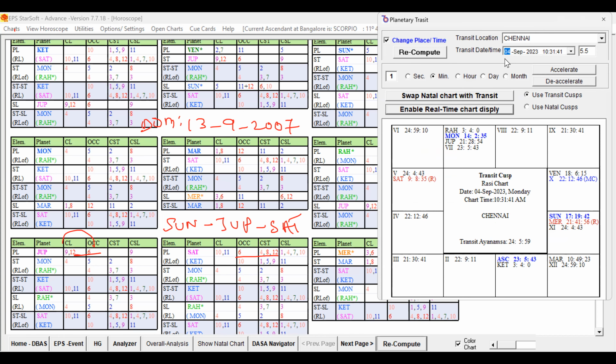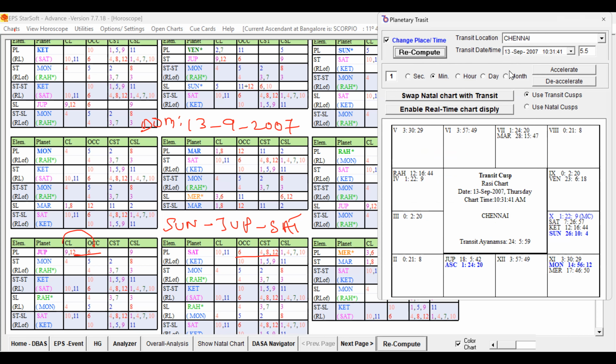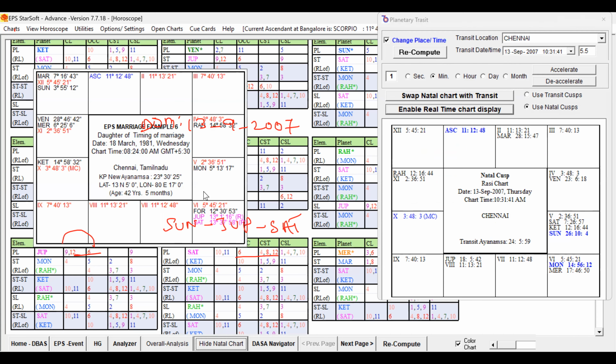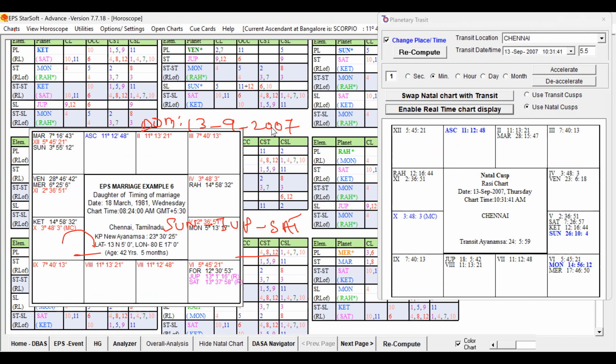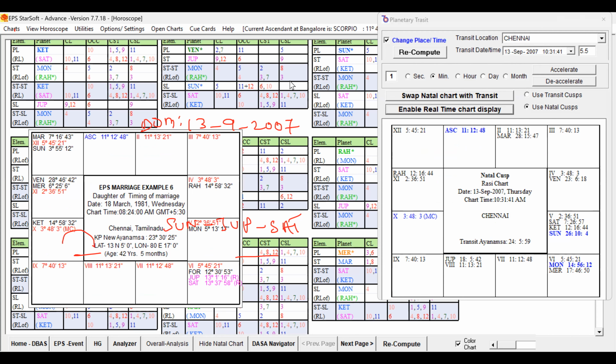The transit is for 13/9/2007, the date the native got married. Normally, as I said, what transit we can expect is the Jupiter transit, the Sun Dasa Bhukti Antara, and the Moon transit also.